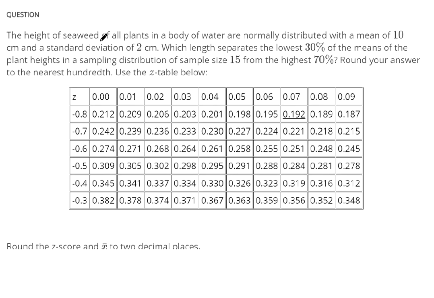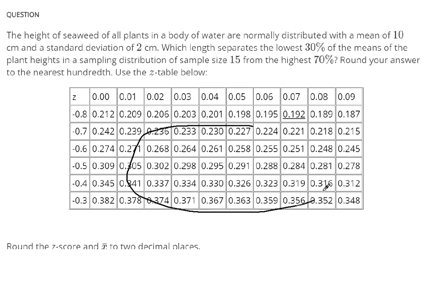So they're talking about the height of seaweed. Let's just get to the bottom line, though. I don't care about seaweed, and you probably don't either. Which length separates the lowest 30% of the means of the plants from the highest 70%? So what we're looking for is a z-score that corresponds to 30% of a normally distributed data set.